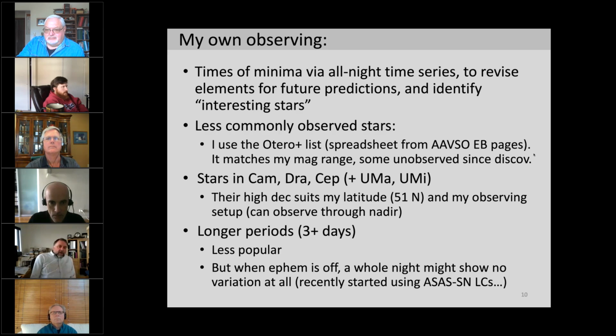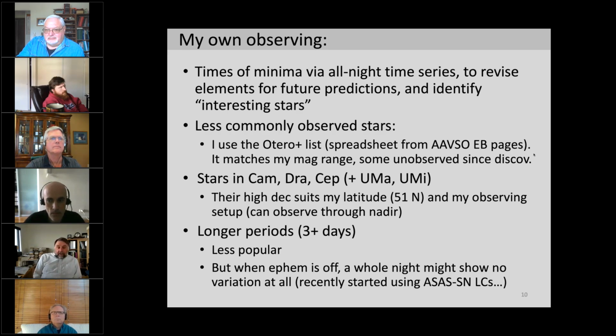The stars I go after, I draw them from what I call the Otero Plus list. This is a spreadsheet that you can find on the AAVSO EB web pages. It's a list of over 1,000 stars that Sebastian Otero and his co-authors published in the early 2000s. What they did was they mined the NSVS and ASAS photometry databases, found stars that were varying, identified which ones were eclipsing binaries, and then published epochs and periods for them. And we can use those epochs and periods to predict when future eclipses are going to occur.